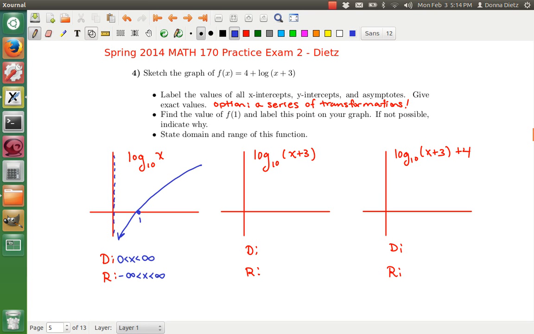The next thing is I'm changing the input by +3, so it means it's actually shifting to the left. So I'm going to first of all draw this picture the same, but now my asymptote is in a different place. Instead of the asymptote being at 0, it's going to be at -3. X equals -3 asymptote. And so actually, in order to make the innards equal to 1, then x has to be equal to -2.